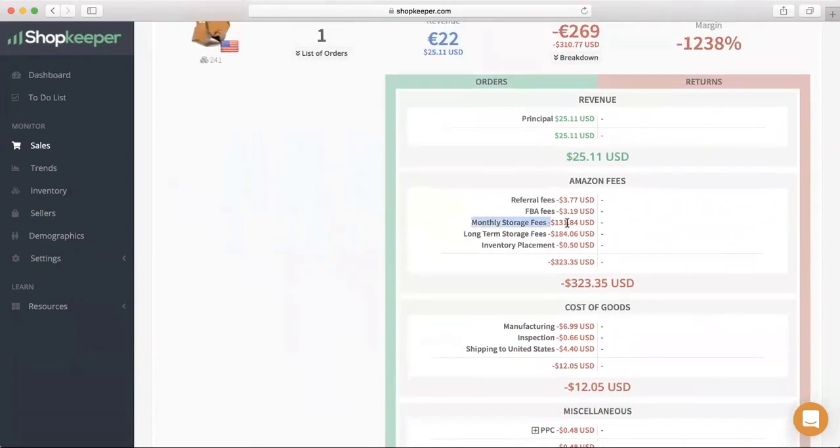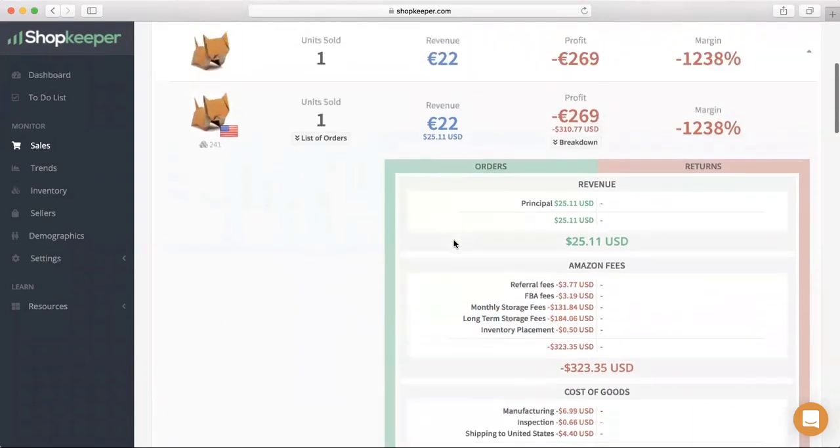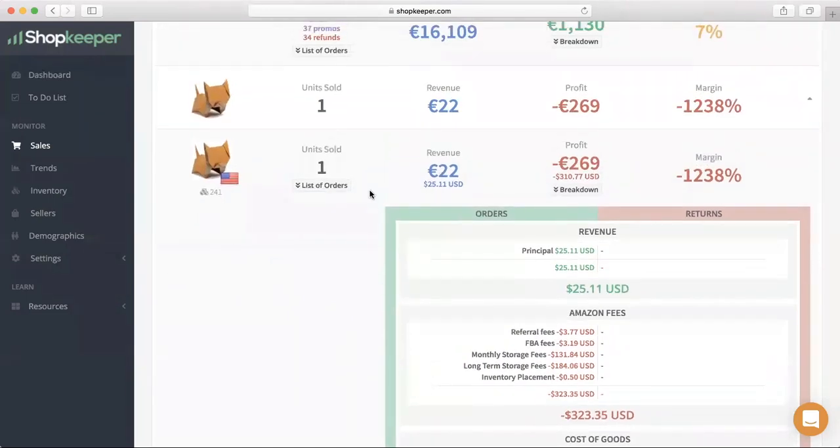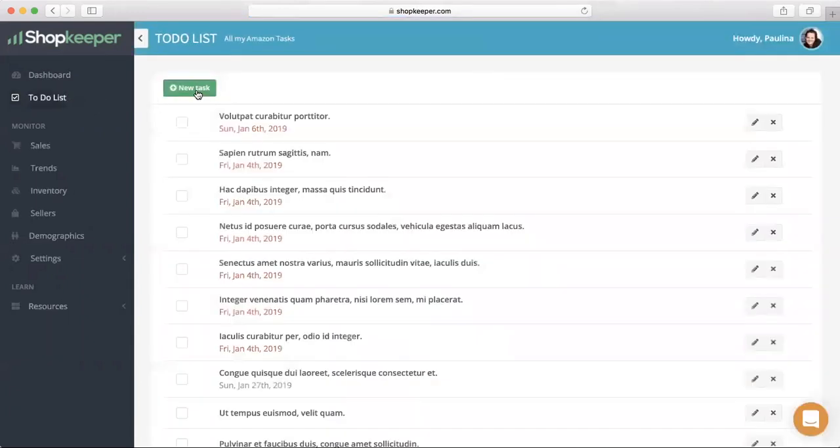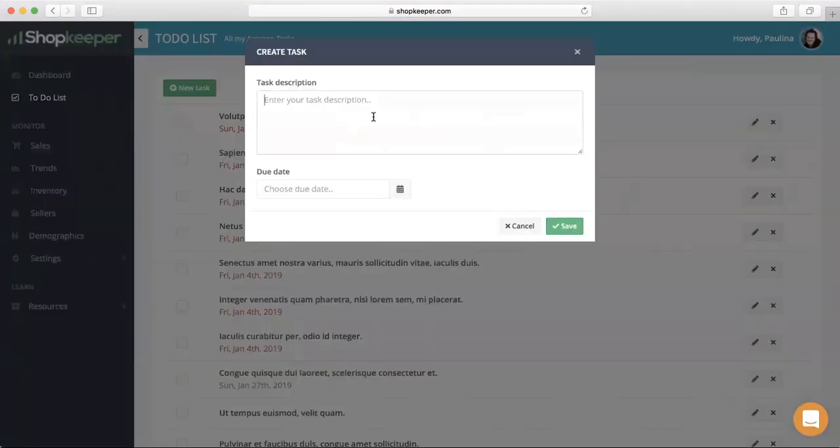And here it is. You see monthly storage fees and long-term storage fees are crazy. So just in 1 month of November, you have paid over $300 in storage fees, right? So that is exactly the problem. If you want to have a very nice list of action, that's where you can normally go to-do list, and you can add a new task for yourself. So you will say, think of ways to move orange cat product, right?